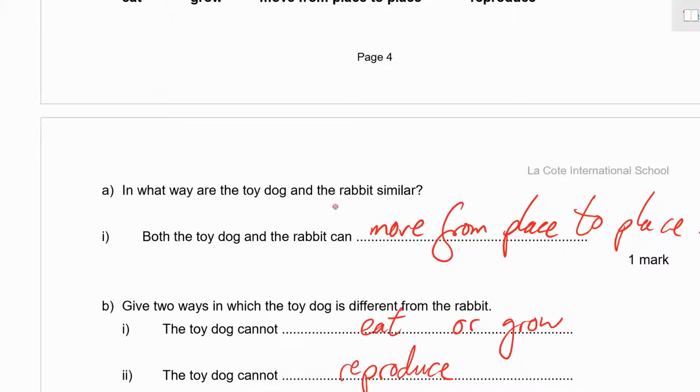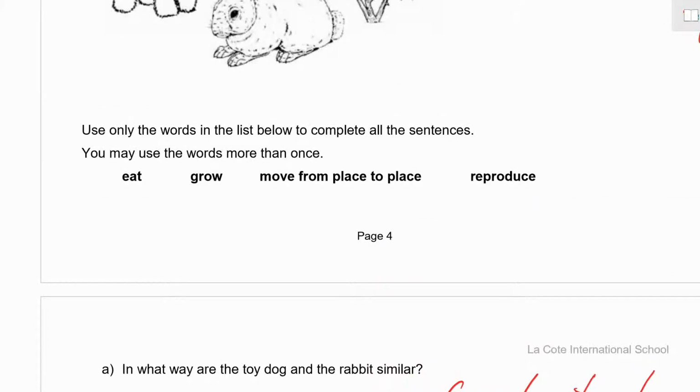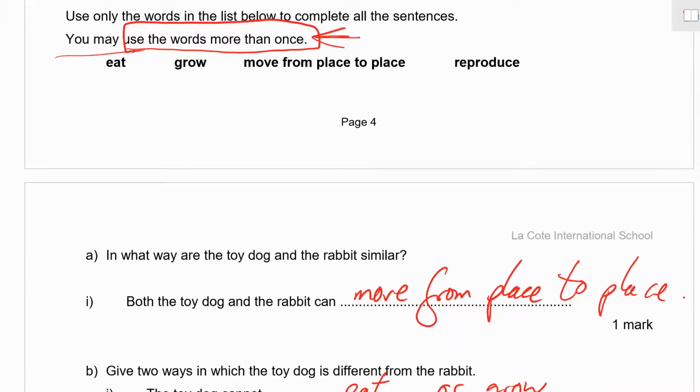In what way are the dog and the rabbit similar? So you may use the words more than once. That's a crucial thing. But you've got to use these sentences below. Make sure you do read questions, and I would underline that statement here, that you may use the words more than once. You don't have to, but you could.